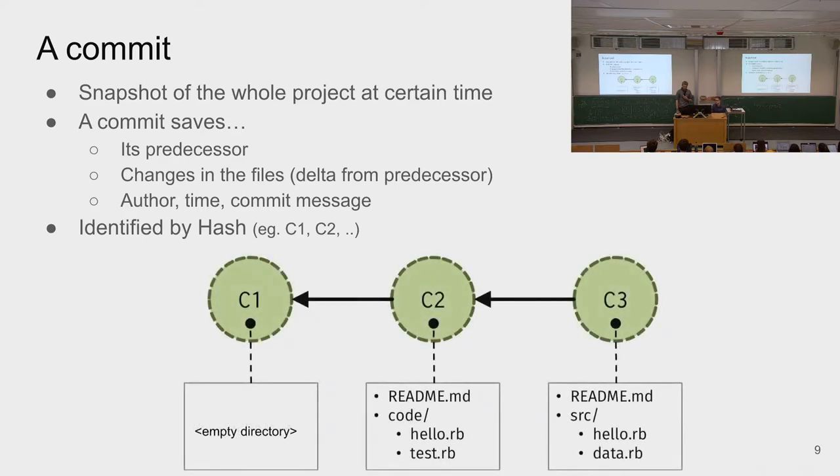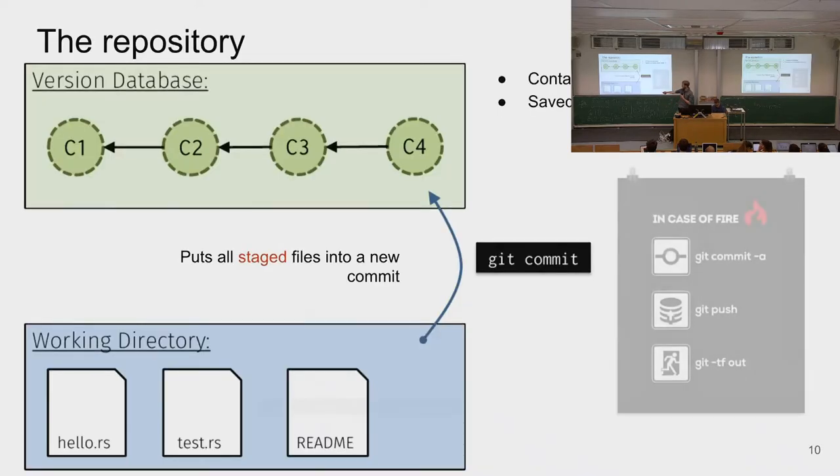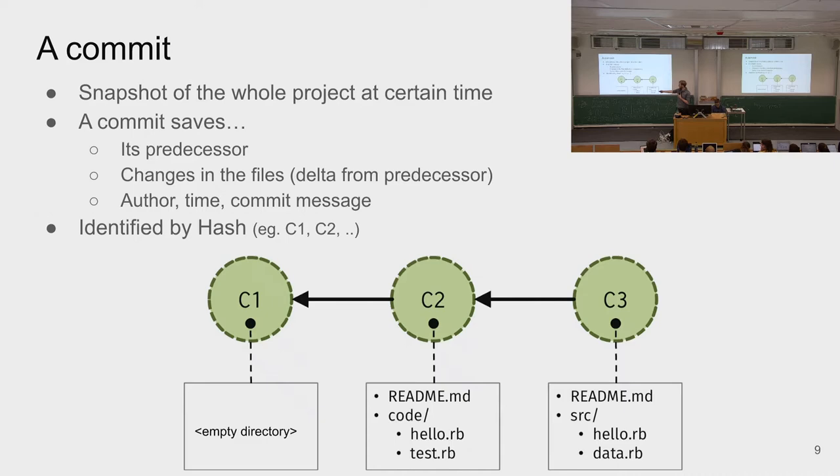Okay, so if we have a project in Git, this is what it may look like. We have our first initial commit once we initialize our Git repository. It's simply an empty directory, with nothing in there. Then imagine we added some README file and a code directory with two files in it, and then we committed again. This would be a new commit.